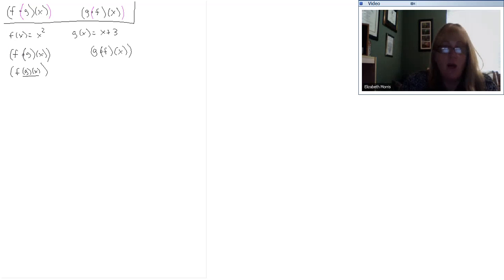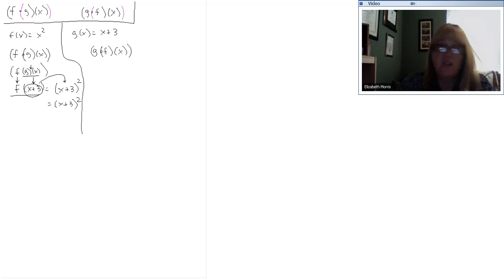When we talk about parentheses, we always work from the inside out. Do we know what g of x is? We do. So we can replace g of x with x plus 3. So now we're really looking for f of x plus 3. And you know, wherever there's an x, you put whatever's inside here in its place. So we get x plus 3 squared. And that's your answer. I know that's weird and kind of confusing. And I'm going to leave it like this. We're not going to multiply this out because we don't multiply until the next section.